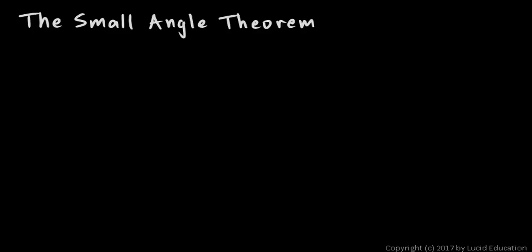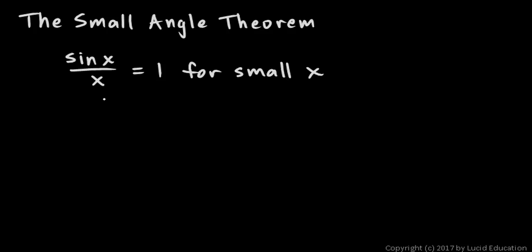L'Hopital's rule can be used to very quickly and easily prove the small angle theorem. And the small angle theorem says this: sine x over x is equal to 1 for small values of x. And that's an important little theorem. And you can see this graphically. Take a look. The graph, it's really easy to see this theorem if you graph the functions.